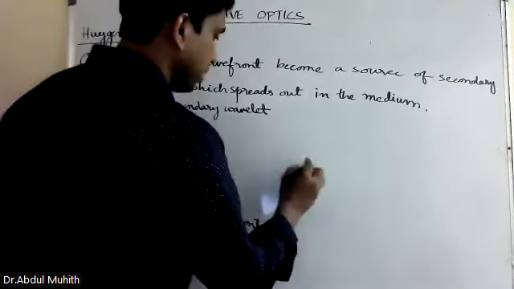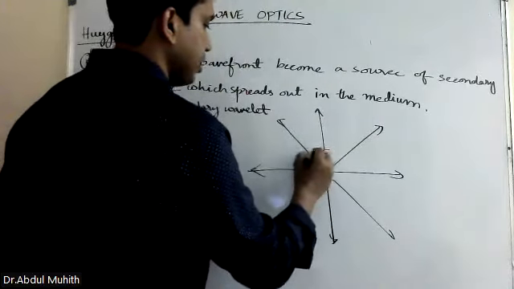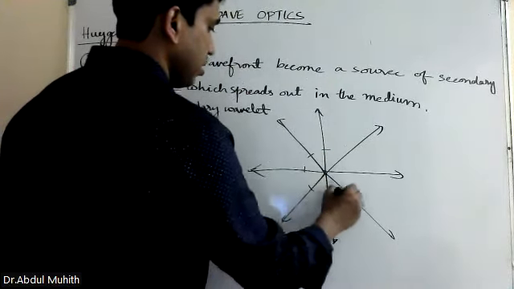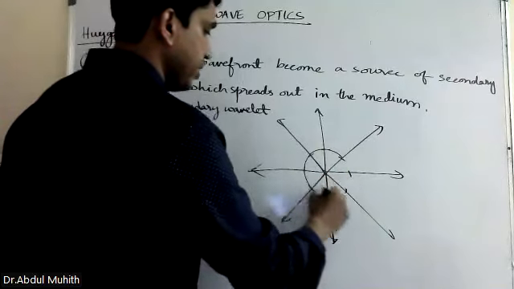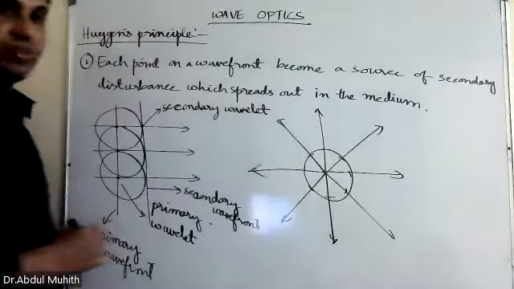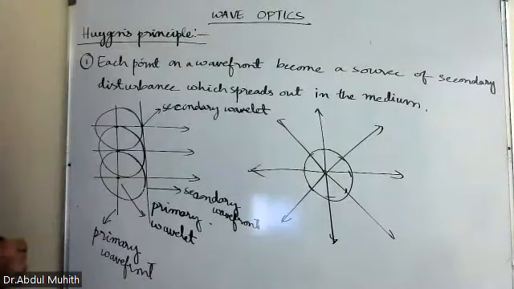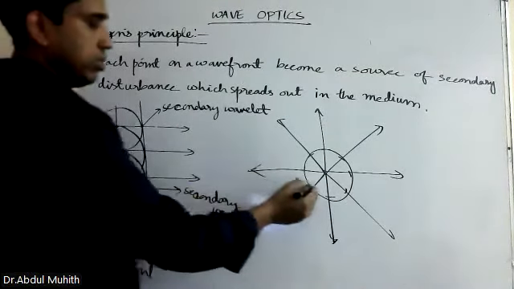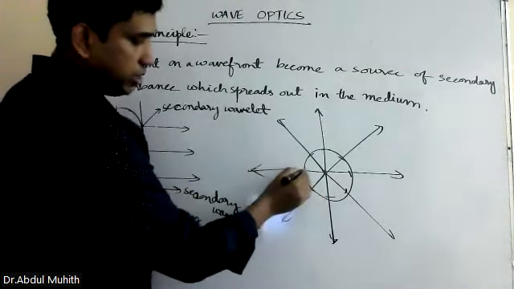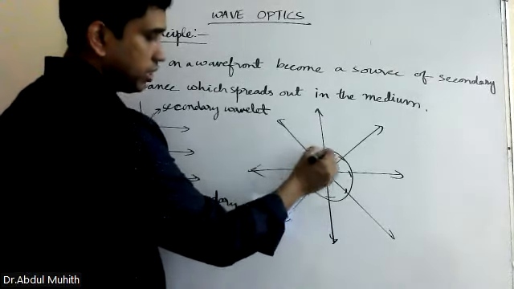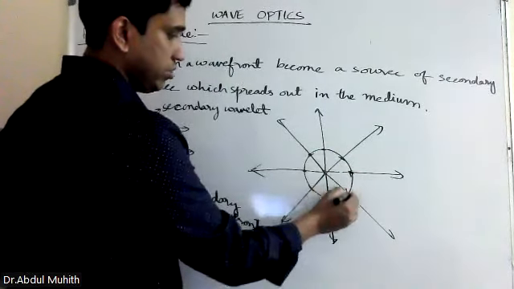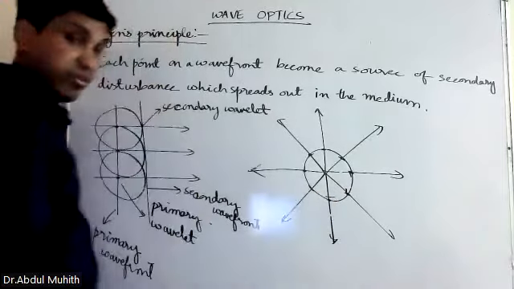Now I am drawing the rays. These are the light rays which are coming out from a point. Now I am drawing an envelope like this. So this makes the first sphere. This is also known as the primary wavefront, and these dots are known as primary wavelets.